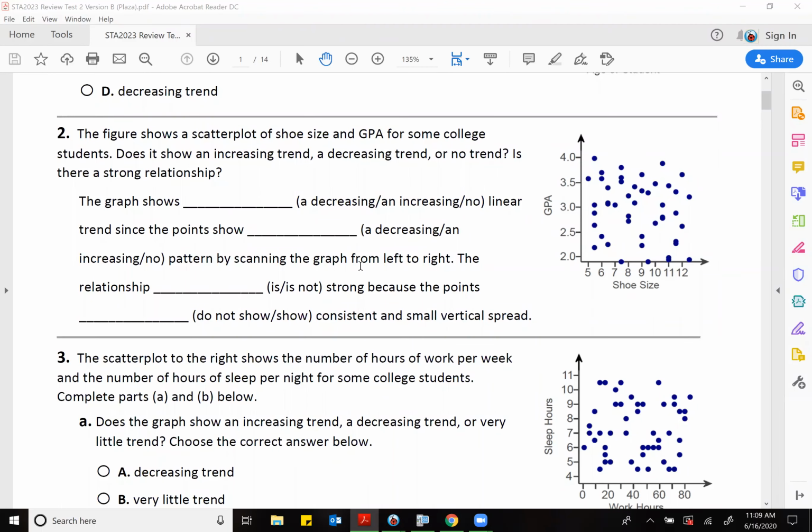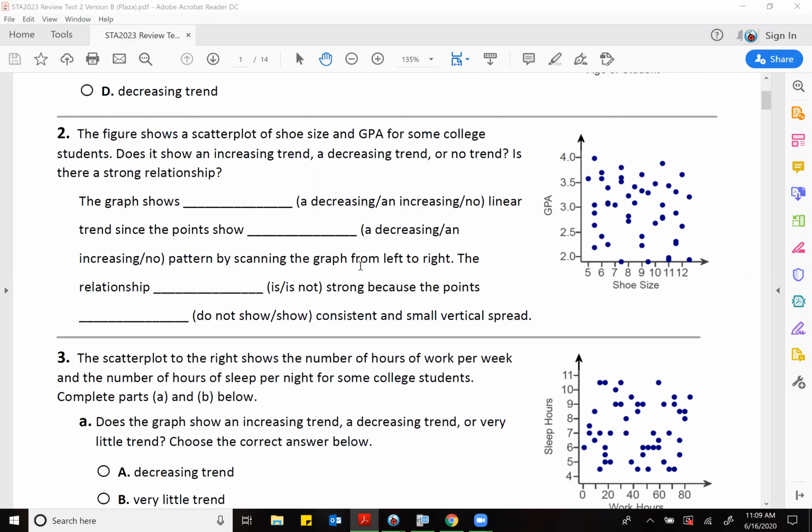The graph shows a decreasing, increasing, or no linear trend? No linear. There we go. So the first answer is no linear trend, since the points show a decreasing, an increasing, or no pattern. No pattern. By scanning the graph from left to right, the relationship is or is not strong. Is not. Good, you don't even need me. It is not strong because the points do not show or show consistent and small vertical spread.